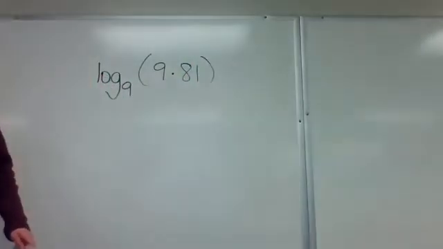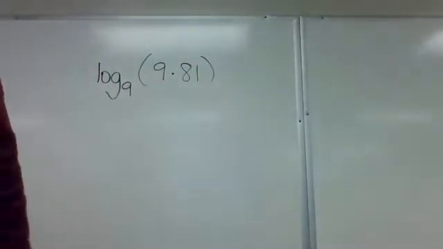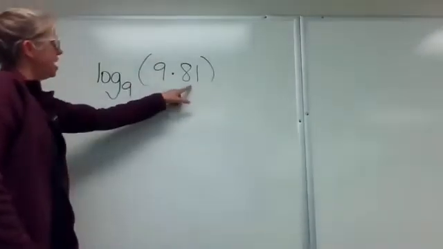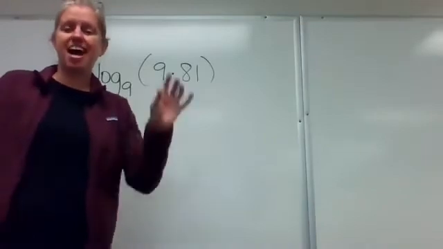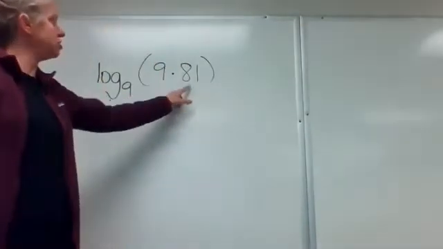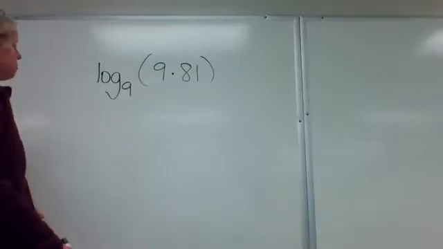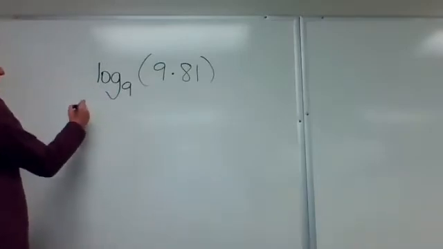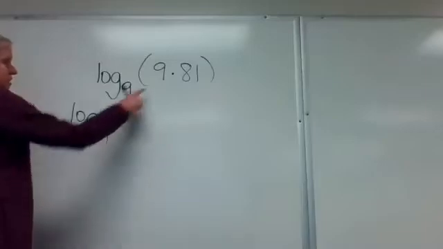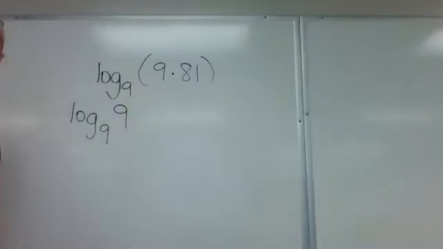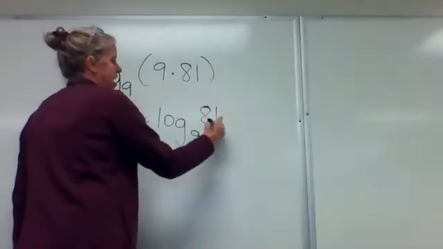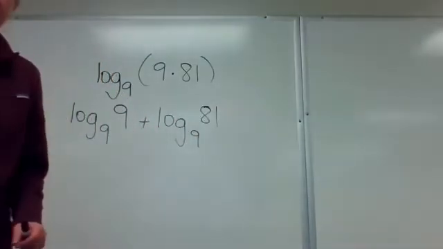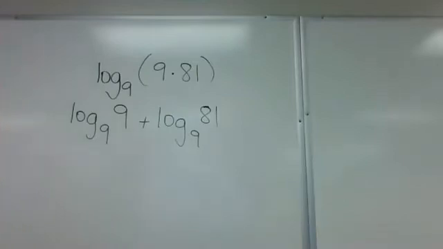Okay, if you have a log that is written as a product like this, this can actually be rewritten as the sum of these two logarithms. So this being rewritten as the sum of logarithms would be log base 9 of the first one, which is 9, plus log base 9 of 81. So that's how you would rewrite that log as the sum of logarithms.